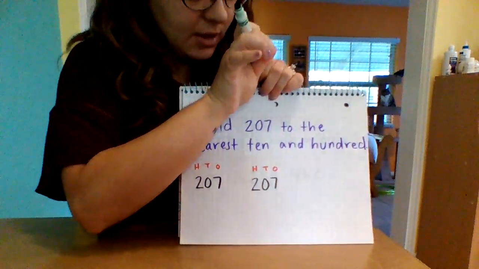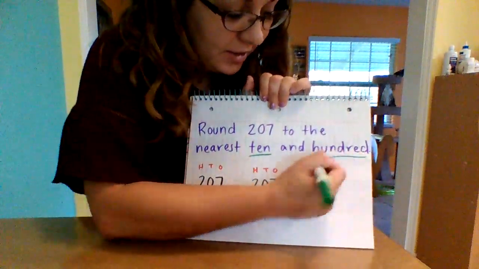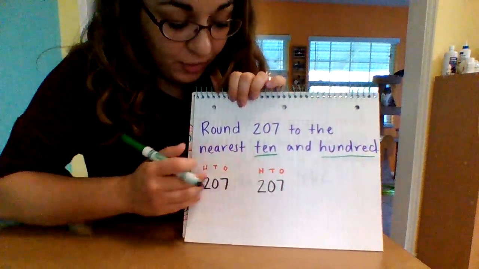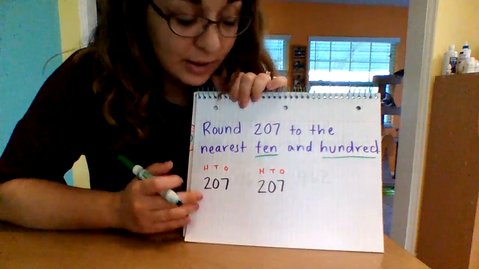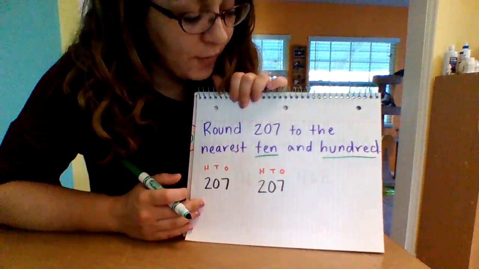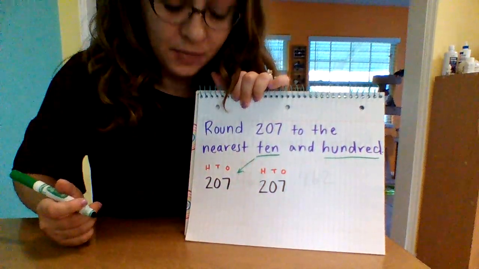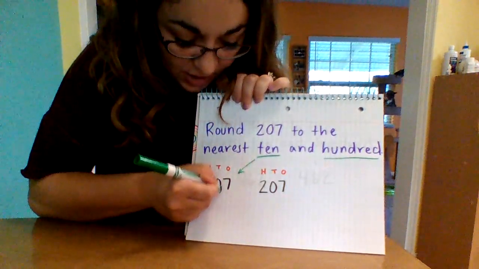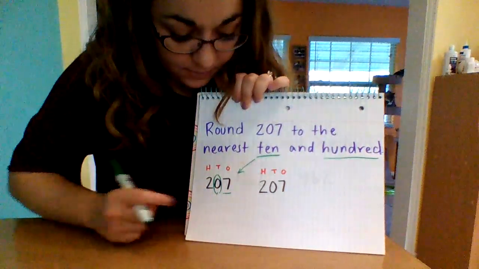So I'm going to take this number, and after reading carefully, I realize I need to round to the nearest 10 and the nearest 100. Okay, so I kind of set myself up already. I have both my numbers, and I wrote HTO up above, which stands for hundreds, tens, and ones. First I'm going to use this one to round to the nearest 10. Find the place value, that's the tens place, and circle that digit. Move to the right and underline it.